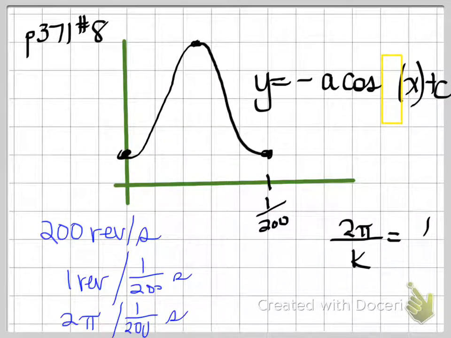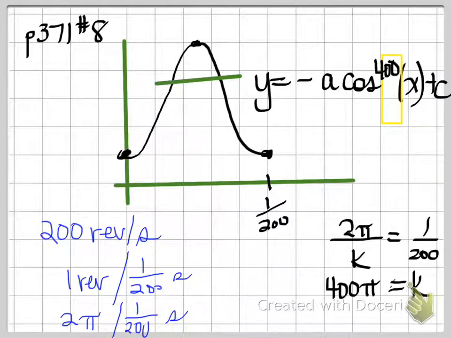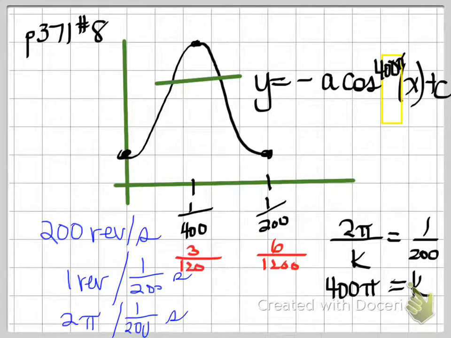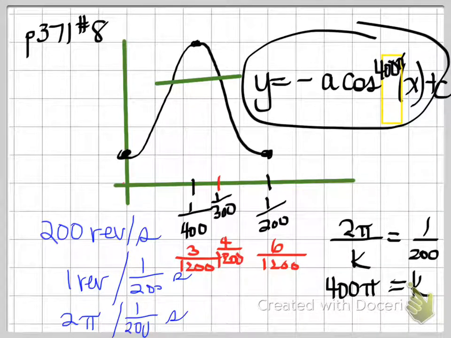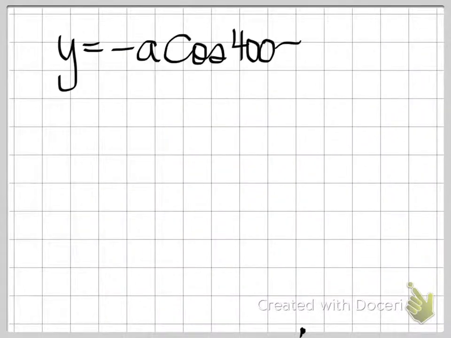Alright, so 2 pi over k, this whole function has the length of 1/200. So we solve for k by multiplying by k and dividing by the period, and we end up with k equal to 400 pi. What that means is, in terms of our equation, you're going to have 400 pi over here. Now, the a and the c value will not affect the transformation or the values that we're trying to find. So, there's our equation.